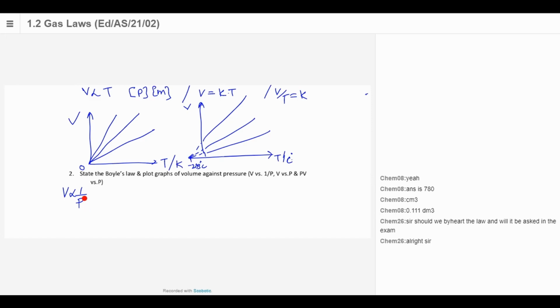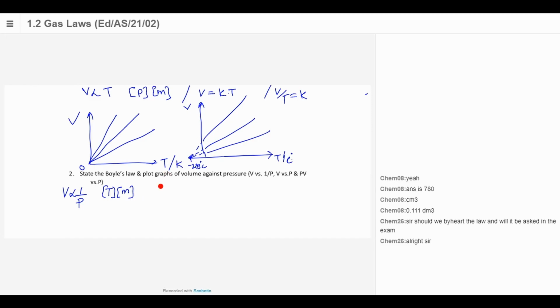That means if you increase the pressure, the volume is going to decrease, right? Inversely proportional, at constant temperature, and of course a constant mass of gas. If you're explaining how the temperature affects the volume, the pressure should be kept constant. If you're explaining how the pressure affects the volume, the temperature should be kept constant, because temperature and pressure are the two factors which affect the volume of a gas. So if you're explaining the effect of one factor, the other should be kept constant.